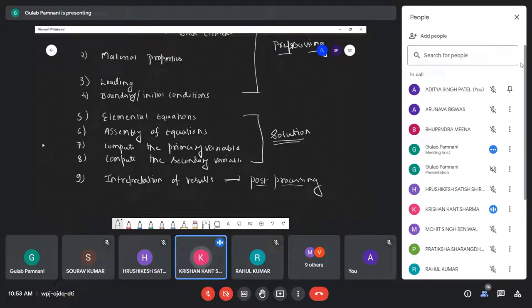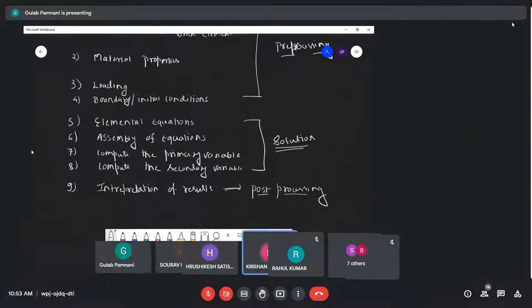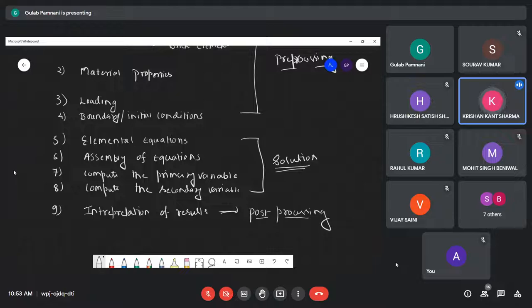These are the solution steps. After the solution, we interpret these results and show the results. These are post processing and analysis with the original conditions.